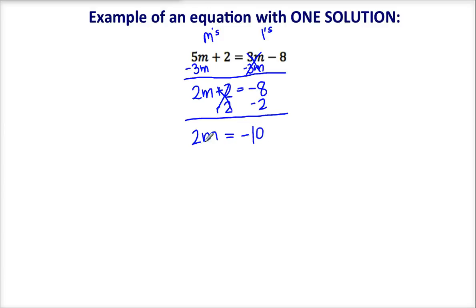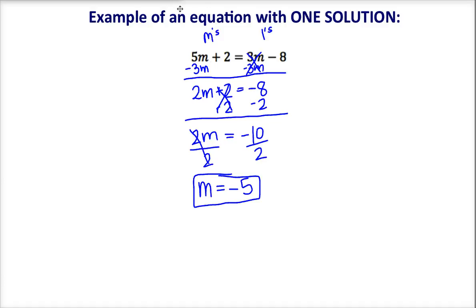Okay, finally we have 2m's are equal to negative 10, so we divide this into two groups. Do the same thing on both sides to keep it balanced, and we're left with m equals negative 10 divided by 2 is negative 5. Okay, so we solved and we found one solution.